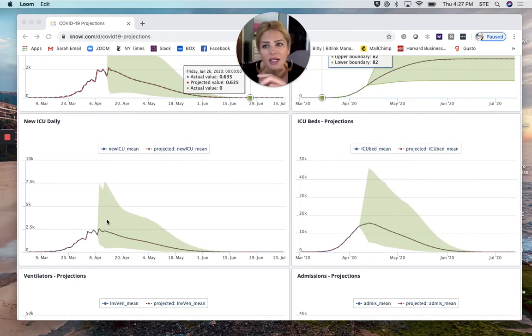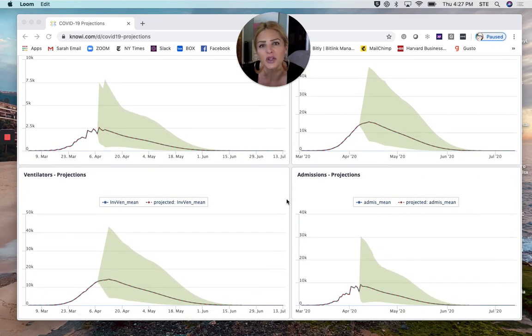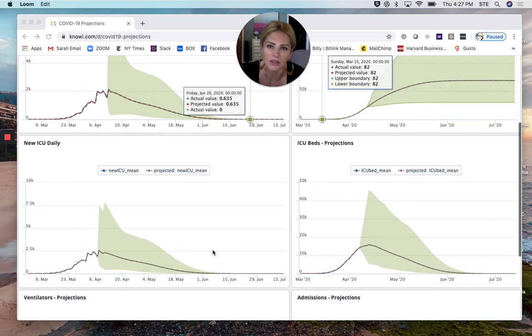You can also look at daily ICU intake data. You can also look at the number of ICU beds that are needed. And again, in the US, we think that we're at a peak right now in terms of the number of beds. You can also look at the daily number of ventilators projected and the daily number of hospital admissions.